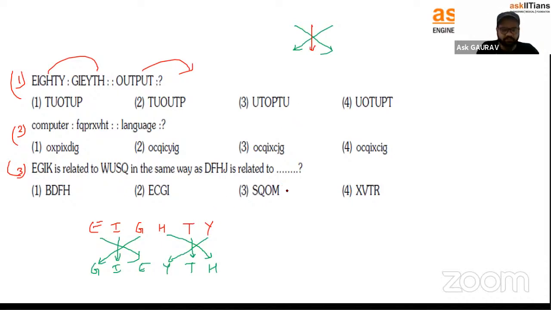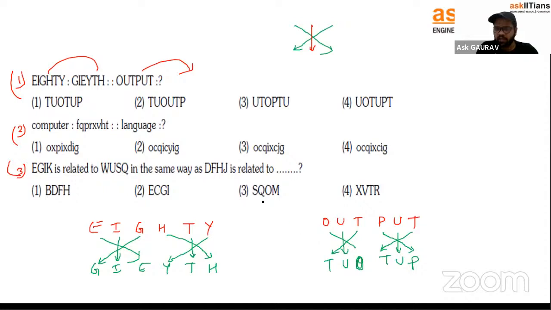Is it correct? Now see, OUTPUT. Now your U will be the same. Your T will be here and O will go to this place. Same, U will be here, then T will be here, then P will reach this place. So TUO, TUP. Which option? Option 1. Option 1 is right. Got it or not? Right.